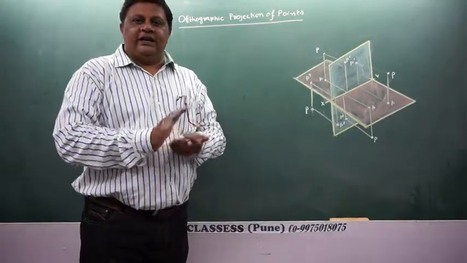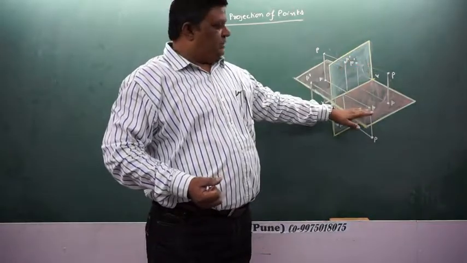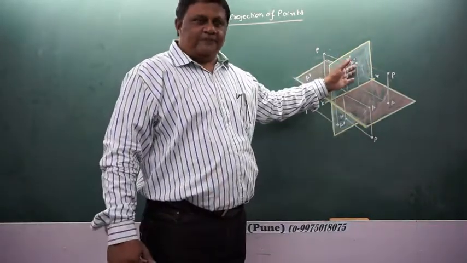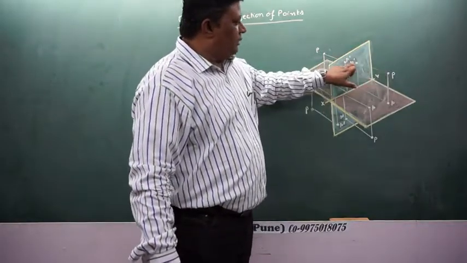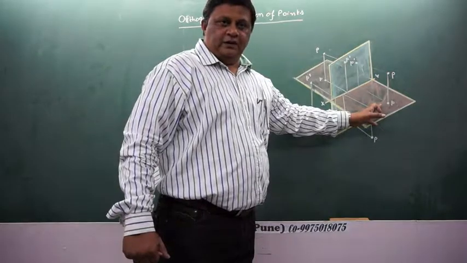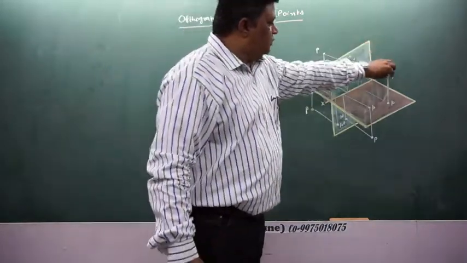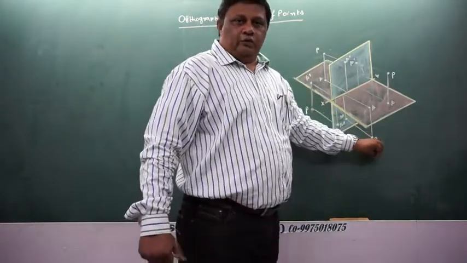So till yesterday we have seen these HP and VP. And now we have also seen how the front views come on VP and the top view comes on HP. The point can be placed in the first quadrant, second quadrant, third quadrant or fourth quadrant.